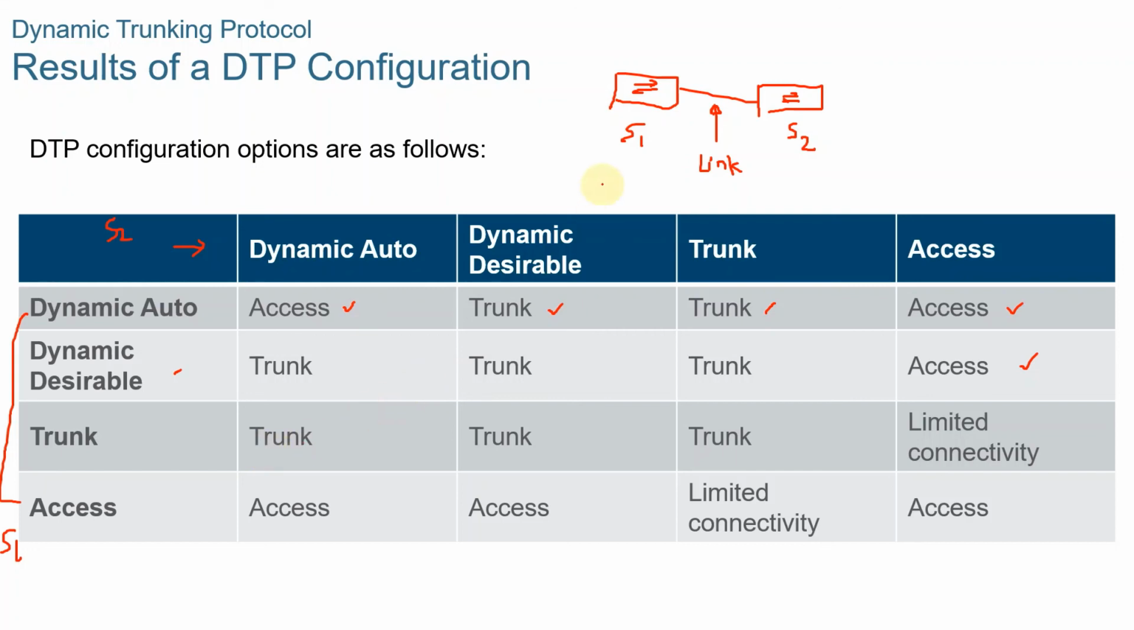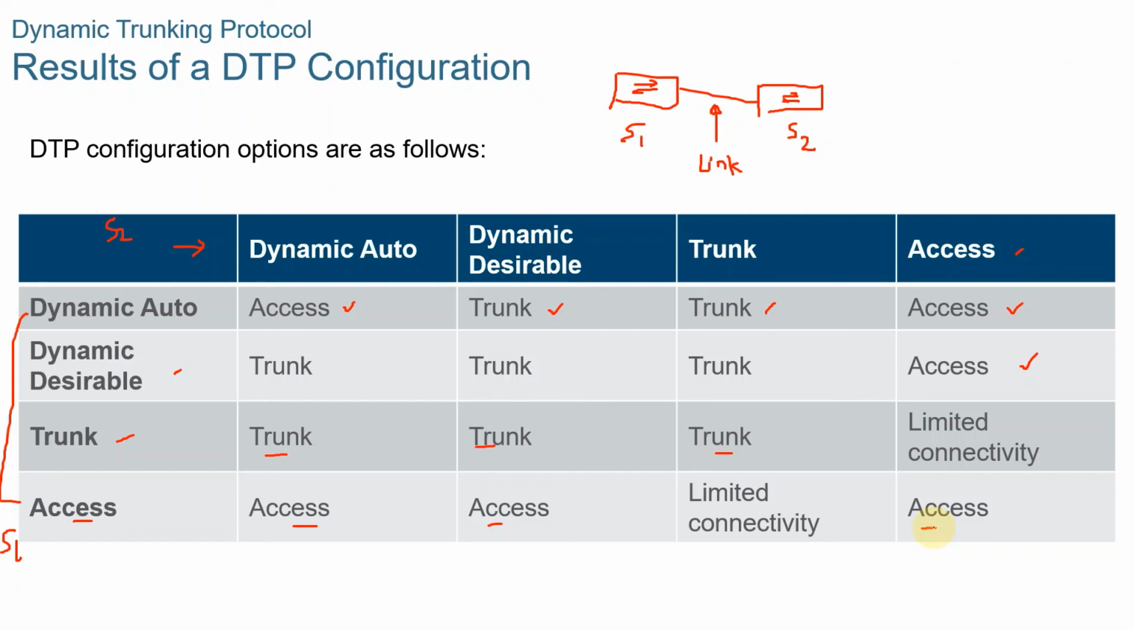All right. Now, if we configure switch 1 with a trunk, and the other end of the switch, which is switch 2, that would give you limited connectivity if it is set to access. So if you configure the trunk, and dynamic auto, dynamic desirable, and trunk, all of it will give you a trunk. Okay, so last one, if switch 1 is configured on access, all possible combinations except trunk will give you an access mode. So this is the purpose of DTP, or Dynamic Trunking Protocol.